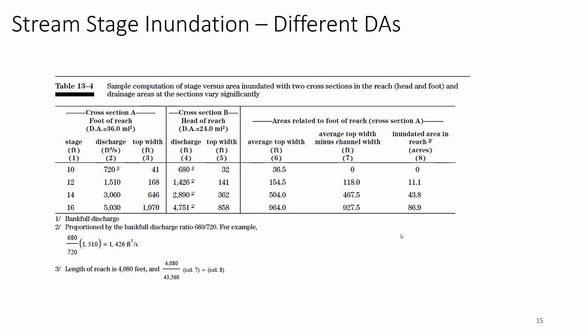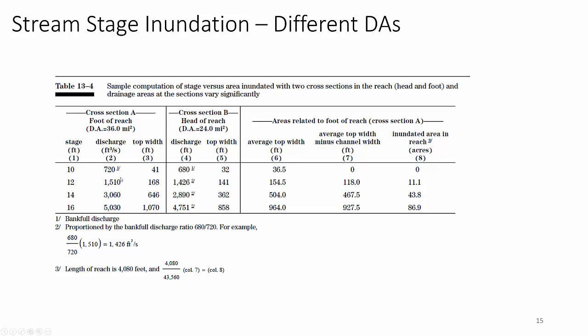Now, a sample computation of stage versus area inundation with two cross sections in the reach, and drainage areas at the sections that vary significantly, is a little more complicated. So we have here at stage 1, 720 cubic feet per second with a top width of 41 feet, and 680 cubic feet per second with a top width of 32 feet. For the average top width, we take the average of the two top widths. Channel width and inundated areas at bank full are 0.